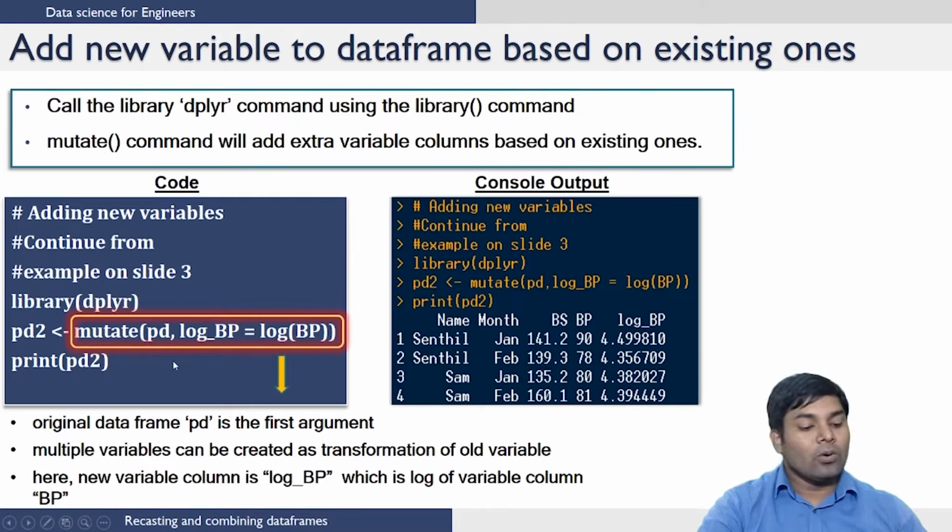Now how to do that: you have to load the library dplyr. You use the mutate command, pass the data frame, and say you have to create a new column which carries the values of the logarithm of the existing column BP. Now if you print this PD2, you can see that there is another variable, the logarithm of BP, that is created, and you have the corresponding values of it.